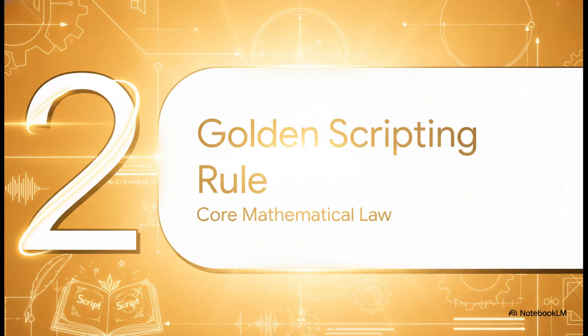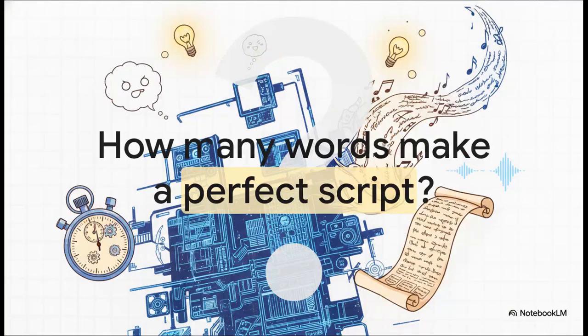Moving right along to Section 2, the golden scripting rule. This is the core mathematical law. So, that brilliant timeline we just went over, it is entirely held together by a strict, undeniable mathematical law of word counts. I want you to think about this for a second. If you're aiming for that perfect 4 to 5 minute duration, how many words do you actually need to hit that professional runtime without putting your audience to sleep?